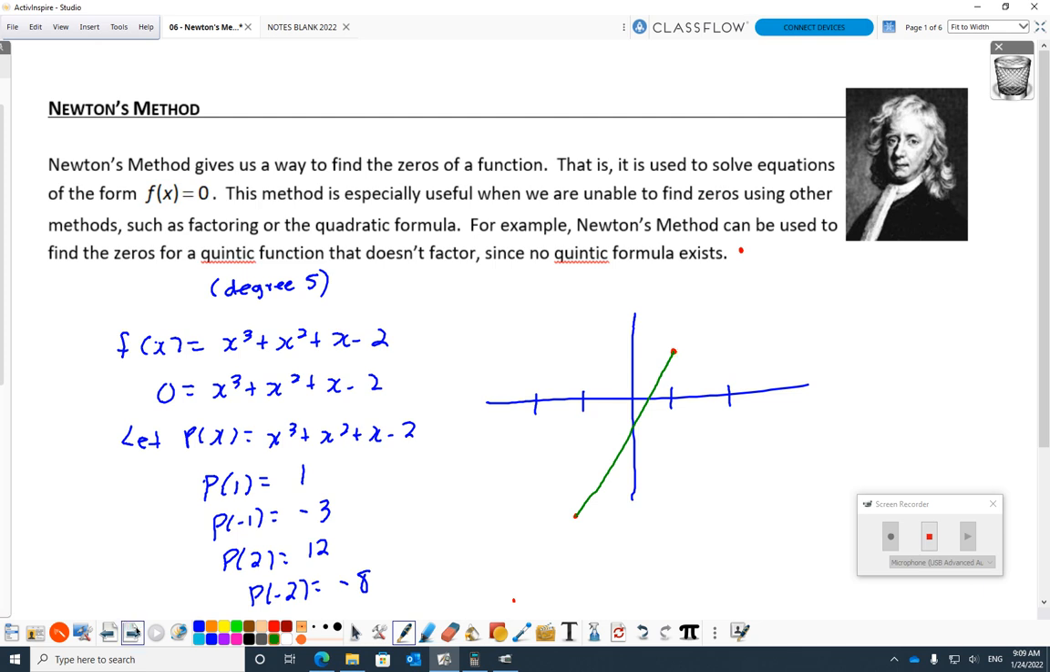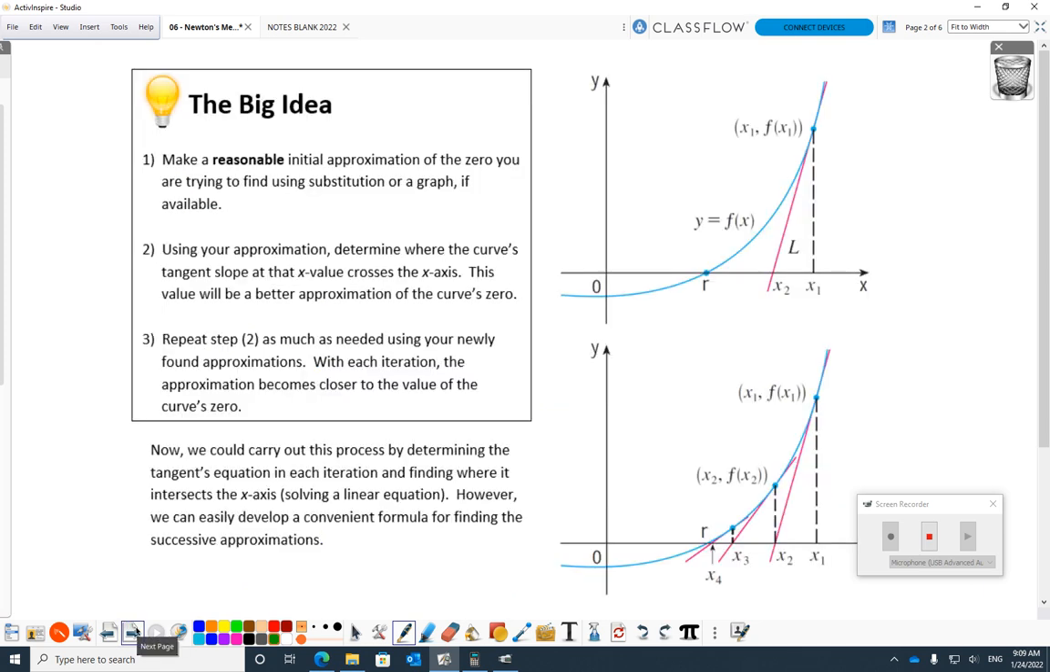On to Newton's method. Here's the big idea. Make a reasonable initial approximation of the 0 you are trying to find using substitution or a graph if it's available. You'll probably have this guess ready to rock and roll anyways. Once you have a reasonable guess, use your approximation to determine the curve's y value, which won't be 0 because you found out it's not a 0, and the slope. Find the tangent slope, and the tangent slope will give you a guide of where to look for that actual 0. What I mean by that is, if this slope is very large, it'll tell you, don't move over very much. Just look a little bit to the left, and you'll find your 0.